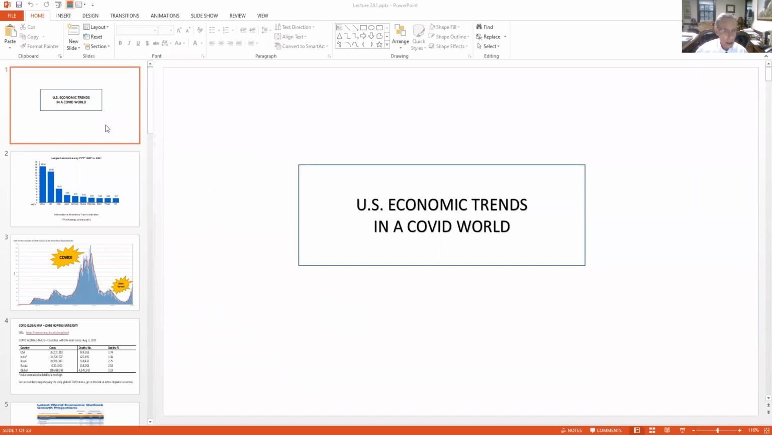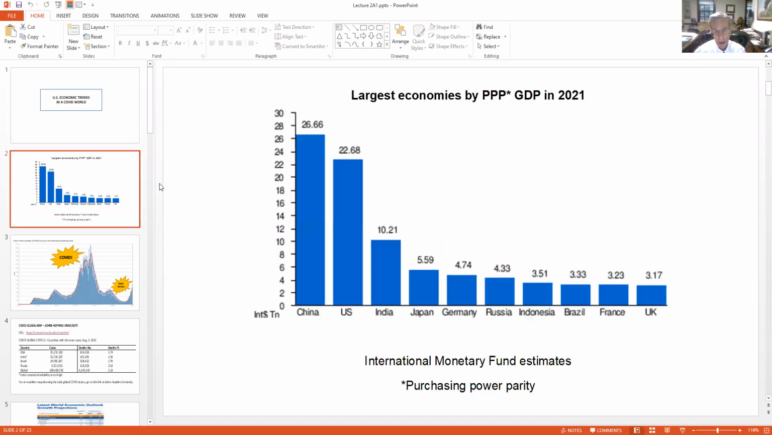Okay, so we're talking about U.S. economic trends in a COVID world. Now, I think the first thing to acknowledge is that economic trends today are not the same as they were just a few years ago. And they even are not the same as you often hear about in the media, where we are prone to hear China described as the second largest economy in the world. As you can see from this diagram, that's not true.